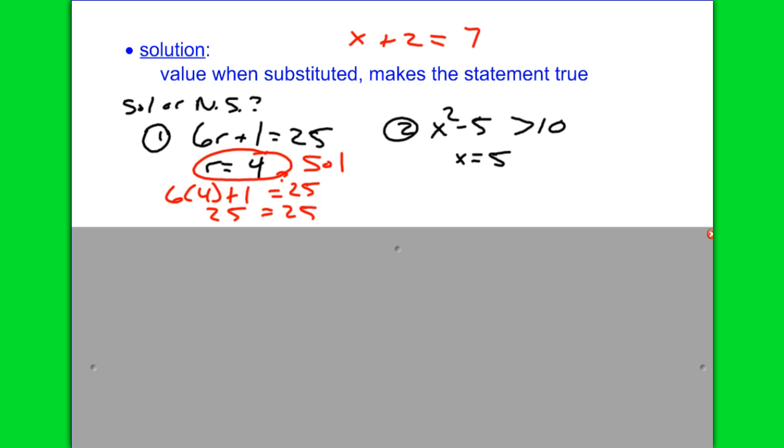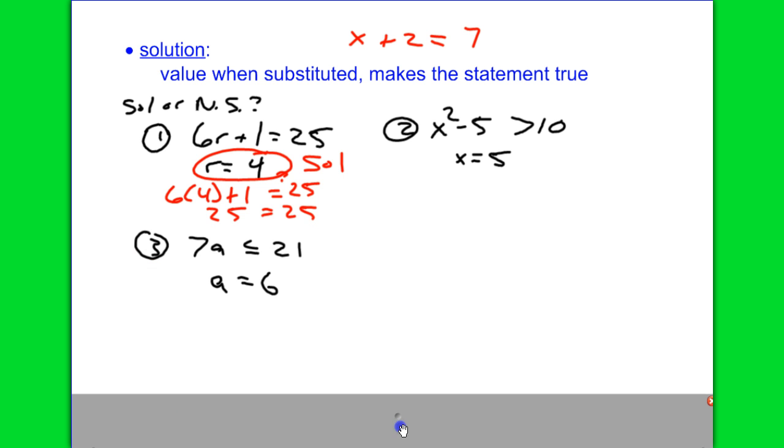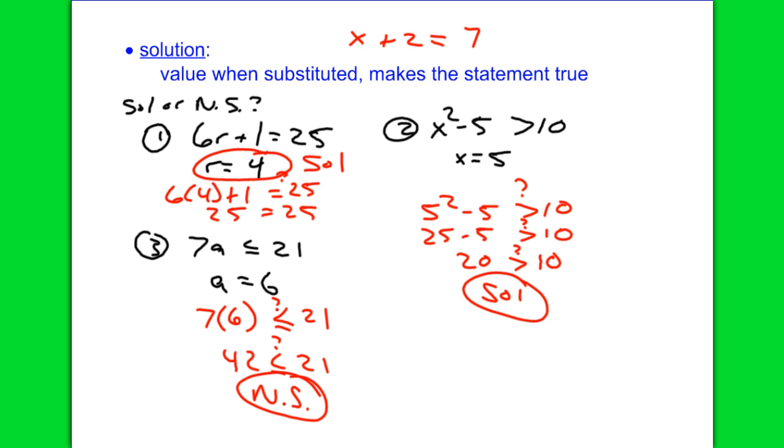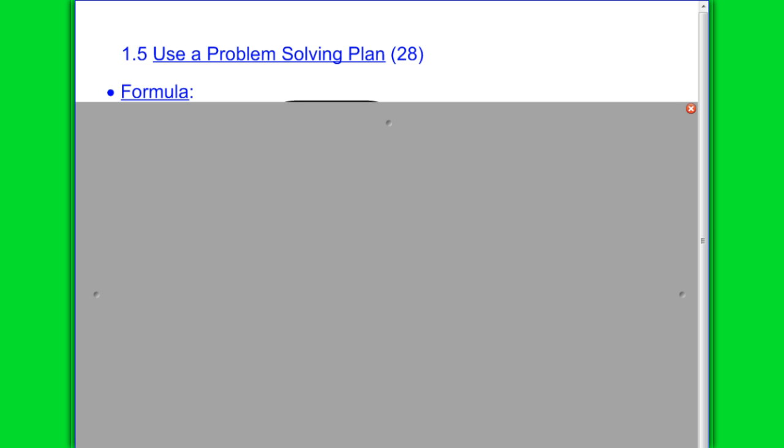So that's one question you'll be asked today, just to test whether a given value is a solution. So go ahead and test these, pause the video, and come back and check when you have decided. So we found number 2, 5 is a solution, and number 3, 6 is not a solution for that one. It might be a solution in some other statement, but not in this statement. Okay?